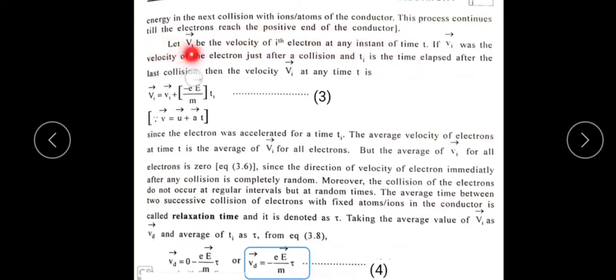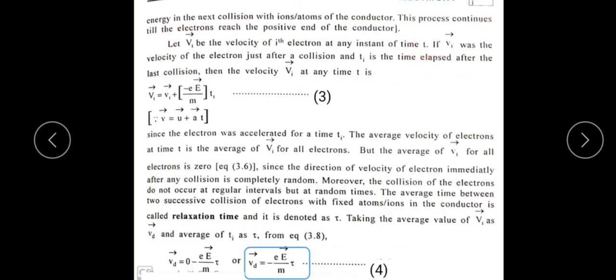Let capital Vi be the velocity of the ith electron at any instant of time t. Capital V and small v are different. So capital Vi means the velocity of the ith electron at instant time t, and small vi is the velocity of the electron just after collision. This is the velocity just after collision and this is the velocity at a time t.